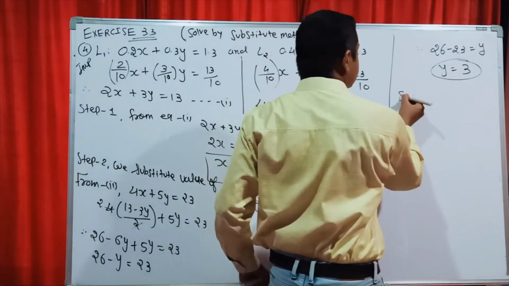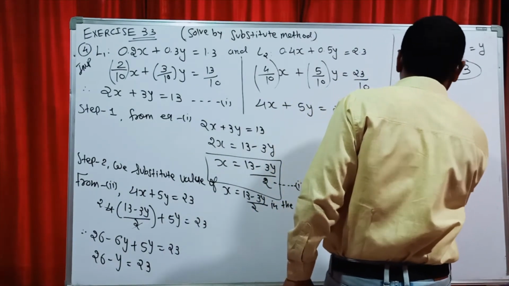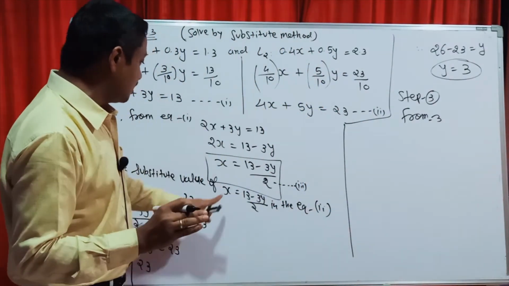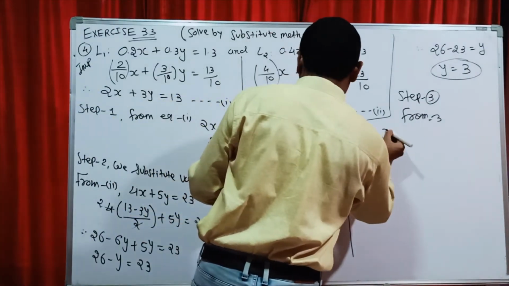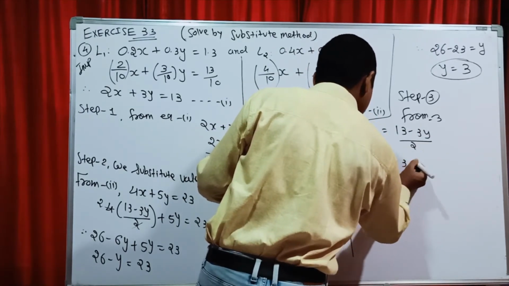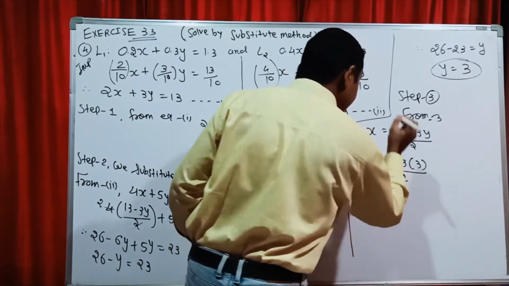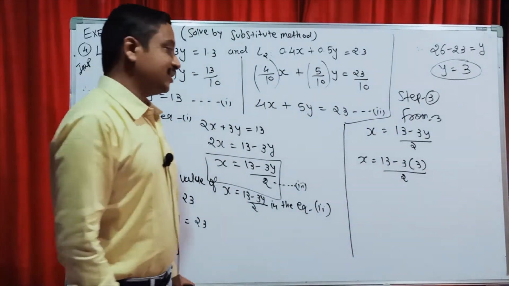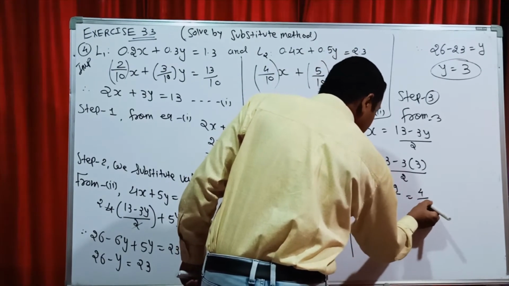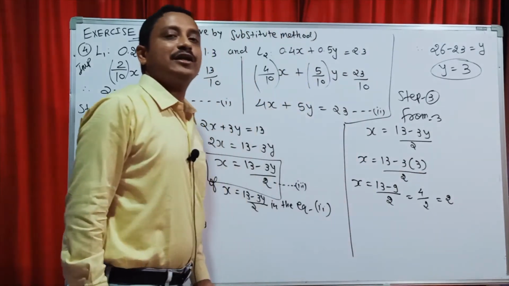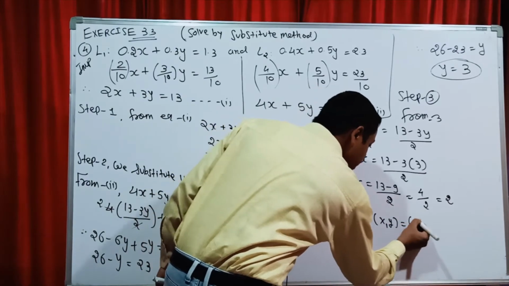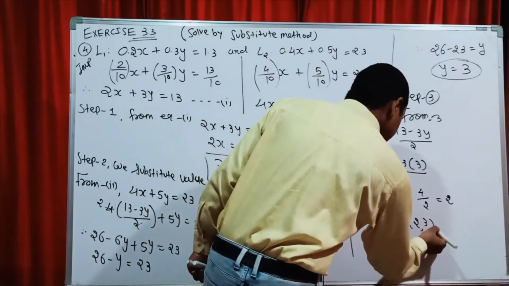Now I am doing last step 3. From 3, always students, you start your equation number 3 from 3. x is equal to 13 minus 3y by 2. 13 minus 3, what is the y? Only 3. Yes, 3 threes are 9. So 13 minus 9 by 2, which is 4 by 2. So my answer is only and only 2. So my solution, x comma y, how much? It is 2 comma 3.